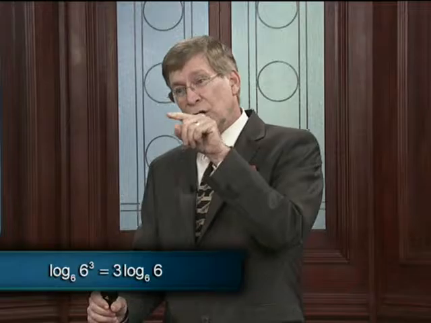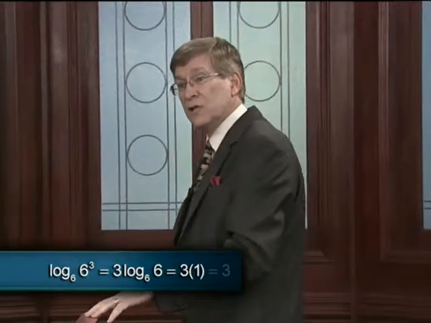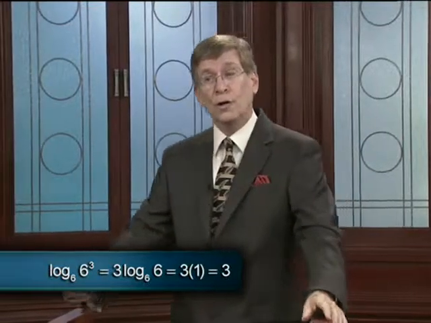Well, remember that third property I just talked about? That 3 hiding up there as an exponent can motor down and be put in front of the logarithm. So it's the same as 3 log of 6 to base 6. And we remember that log base 6 of 6 is nothing more than 1. And so the final answer is 3 times 1, or 3.